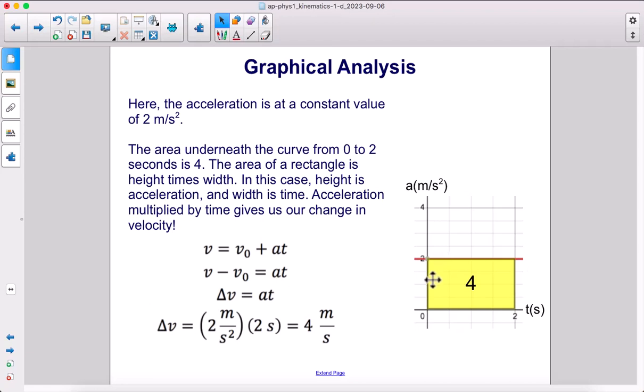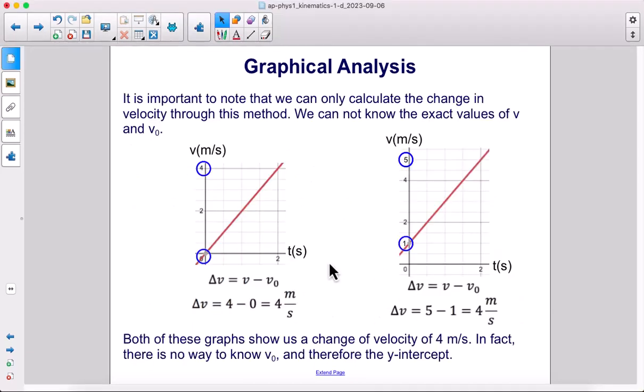The area underneath the curve from 0 to 2 seconds is 4. The area of a rectangle is height times width. In this case, height is acceleration, and width is time. Acceleration multiplied by time gives us our change in velocity. Here's the first kinematics equation. Subtract v naught to the other side. V minus v naught, by definition delta v, change in velocity, equals acceleration times time. That is the area of this rectangle. 2 times 2 gives us 4. That is the change in velocity.